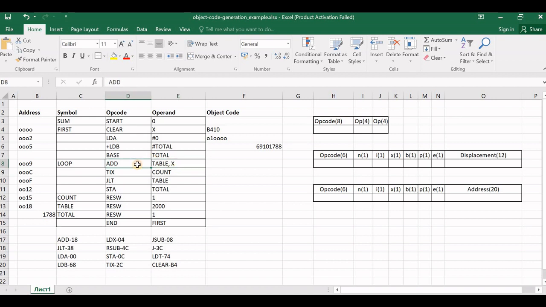Check if the instruction is in format 4. No, because the instruction is not starting with the plus symbol. So since it is not in format 1, 2 or 4, this instruction is in format 3. So format 3, this is the empty instruction format. We'll start filling the empty instruction one by one.